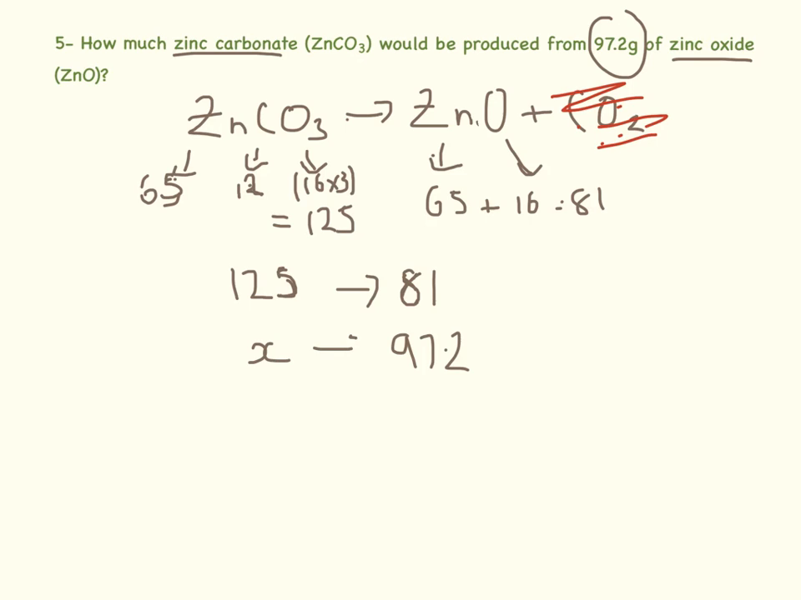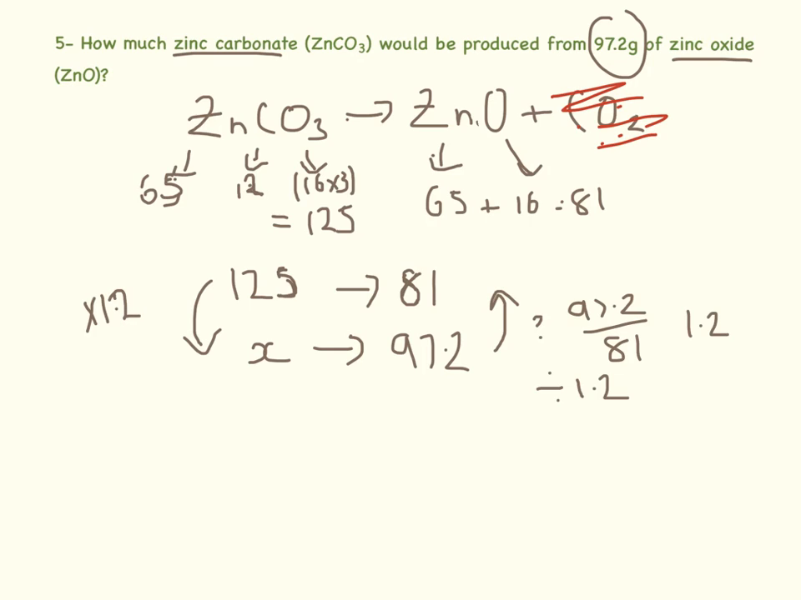So we need to work out how much zinc carbonate would turn into 97.2 grams of zinc oxide. So we need to think, what do we do to 97.2 to get to 81? And then we need to do exactly the same thing over here. So on this side we need to do 97.2 divided by 81. So 97.2 divided by 81 equals 1.2. So to get from 97.2 to 81 we divide by 1.2. Now we need to do the same but opposite on this side, so we need to times it by 1.2, which means this answer here would be 150 grams as our answer.